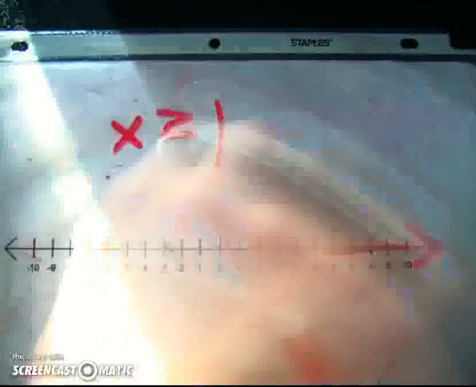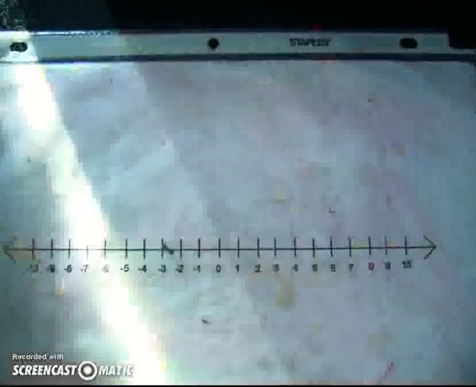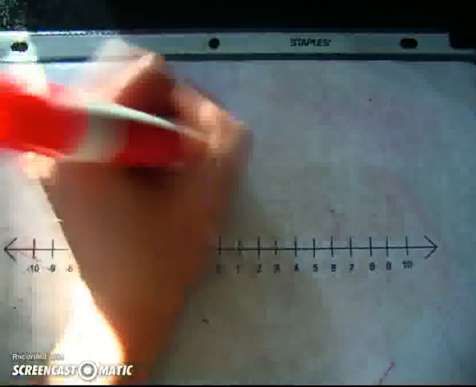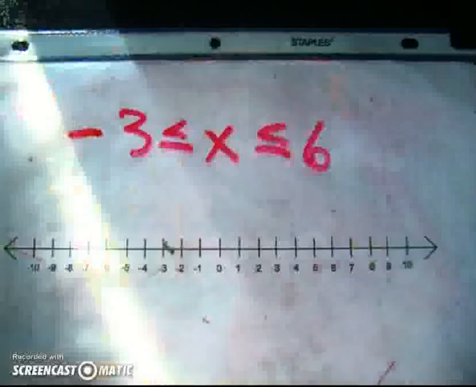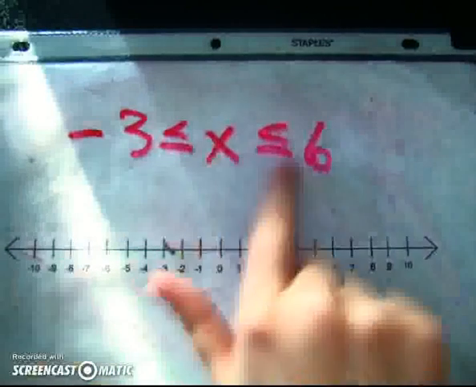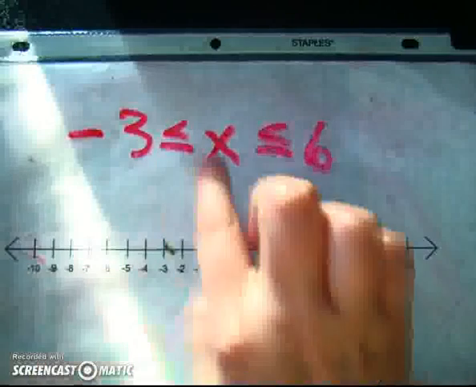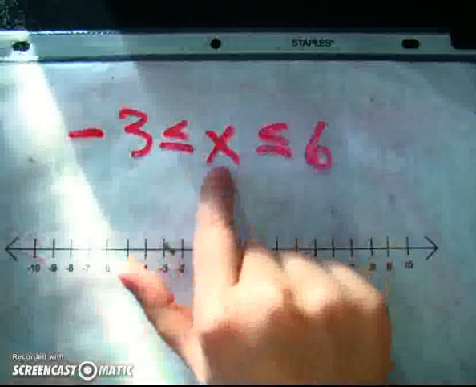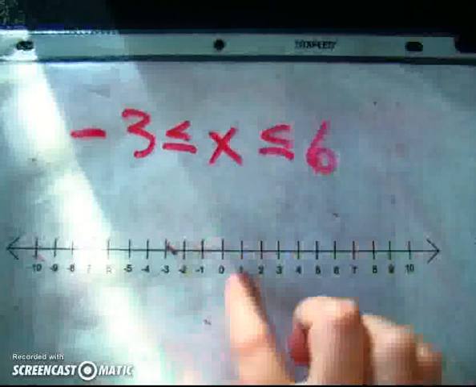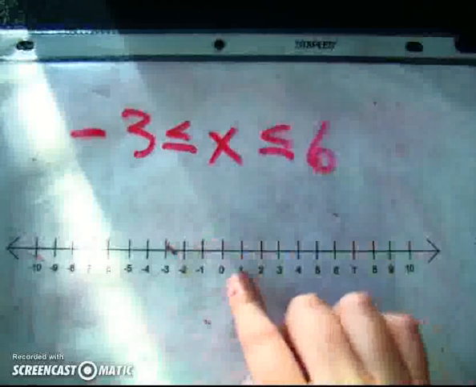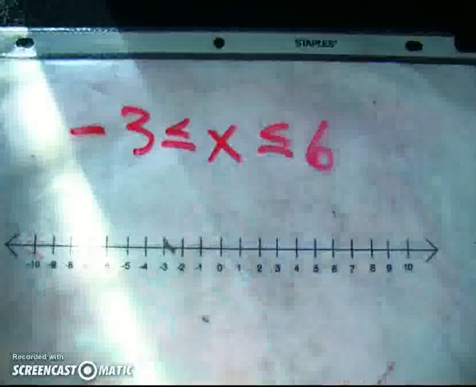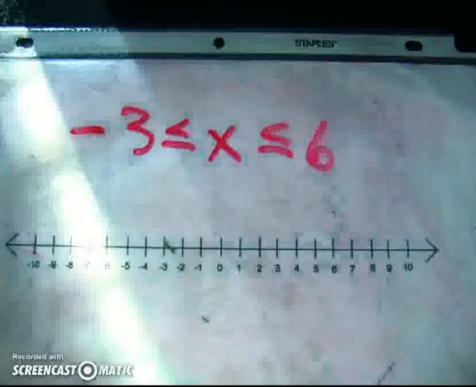We're going to try a little bit more complicated one. We have -3 is less than or equal to x, which is less than or equal to 6. Oh, wow, we have a couple things going on here. But what we're saying is we want both of these things to be true. We want x to be greater than or equal to -3 and less than or equal to 6. Well, I can think of 1 that's greater than or equal to -3 and less than or equal to 6. So we have 2 boundary points which we're going to work on here.